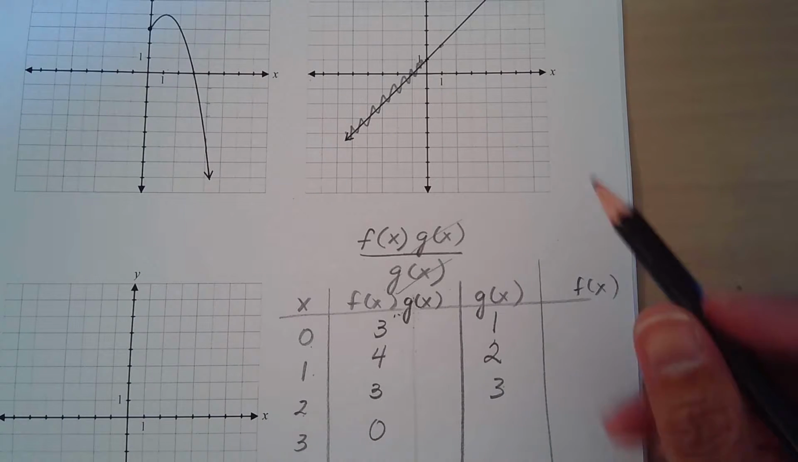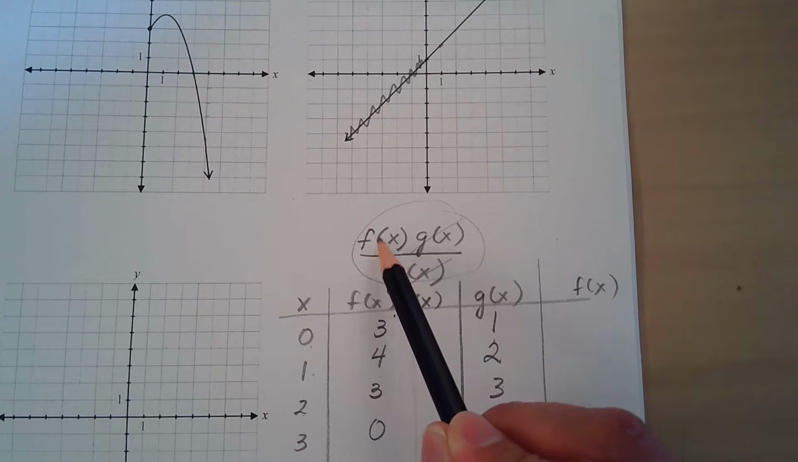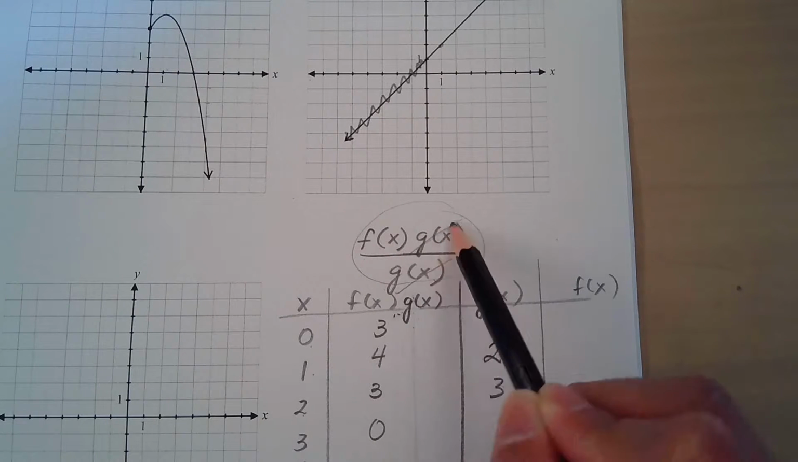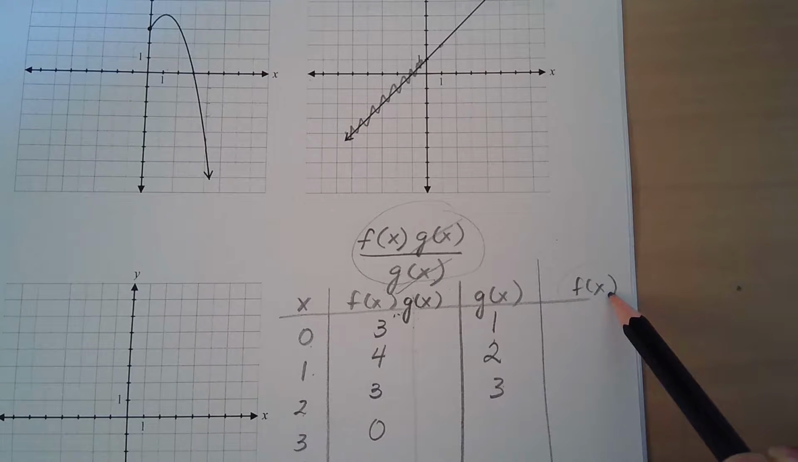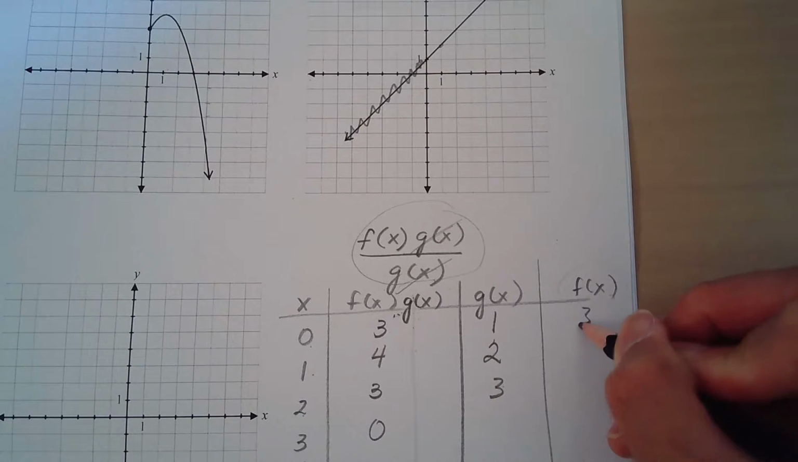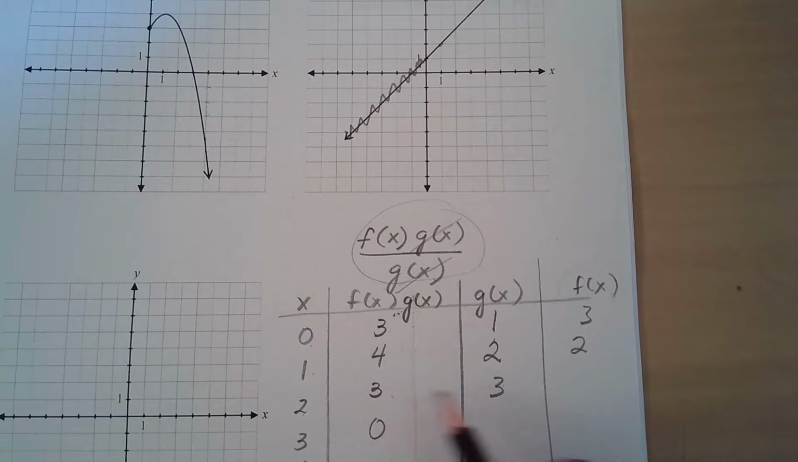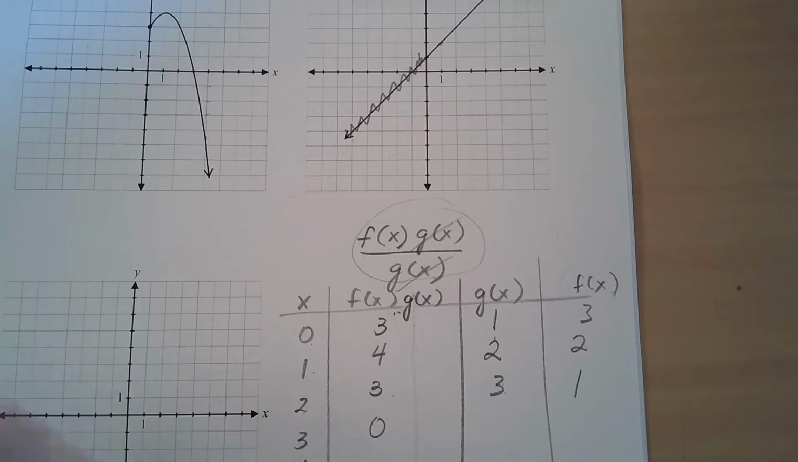Now, what did it say? I gotta go f of x times g of x divided by g of x. That's gonna give us just the f of x. So 3 divided by 1 is 3. 4 divided by 2 is 2. 3 divided by 3 is 1.